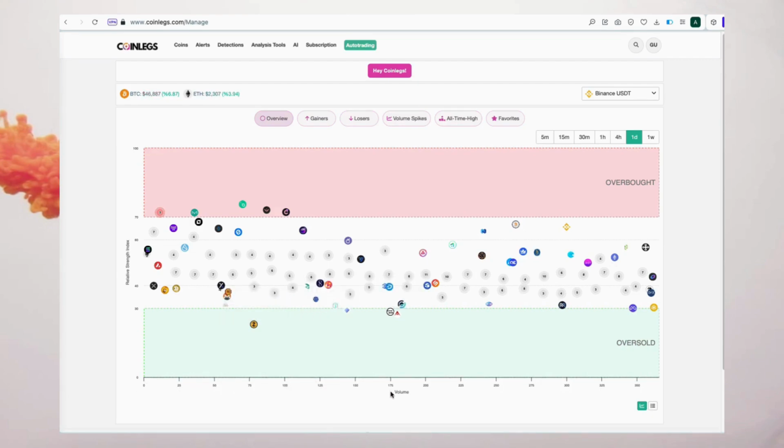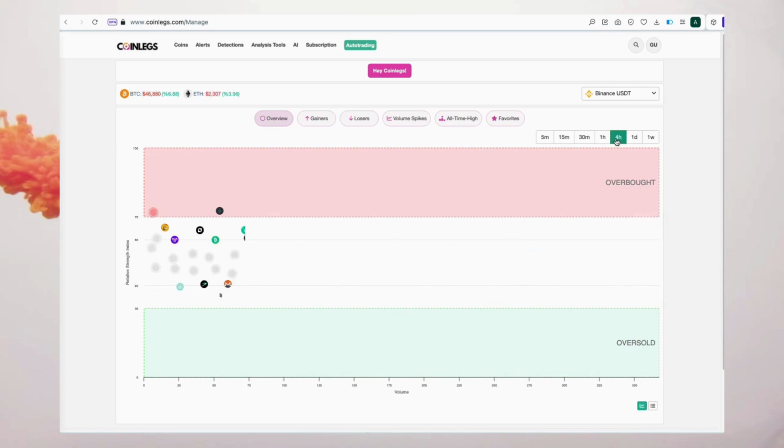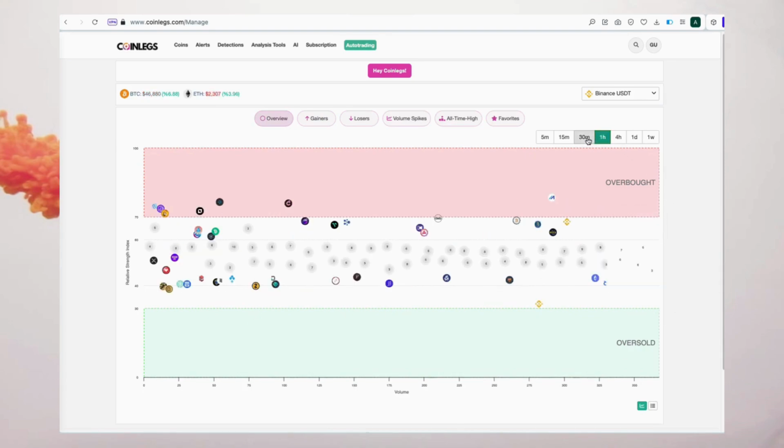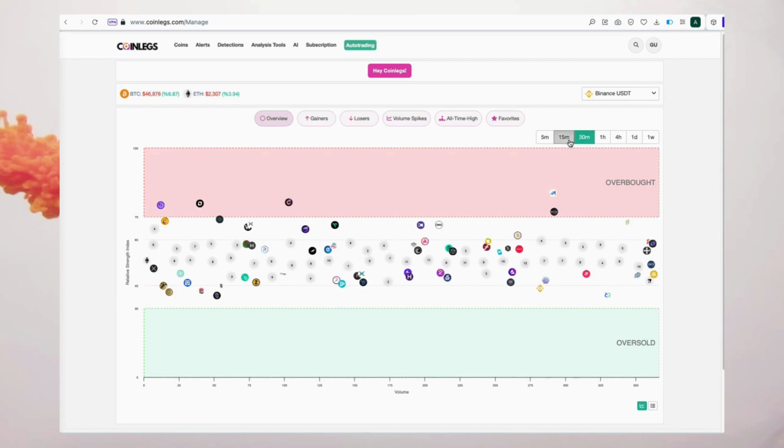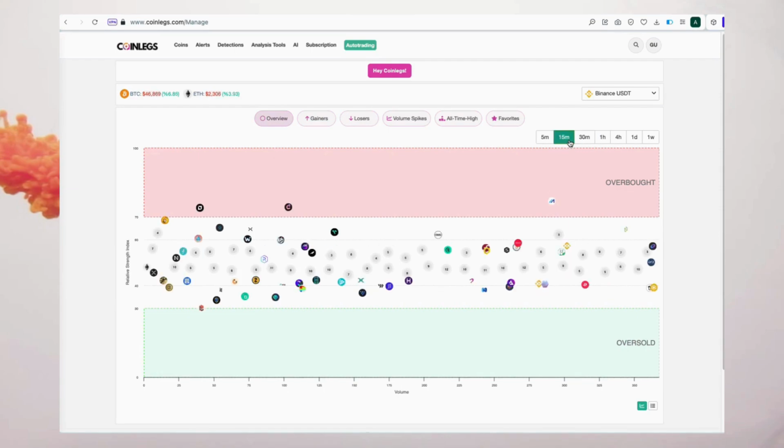Coins are arranged from high to low volume from left to right. From the top right, you can individually review analyses done for 7 different time frames. Just above that, you can select which exchange and pair of coins you want to examine.